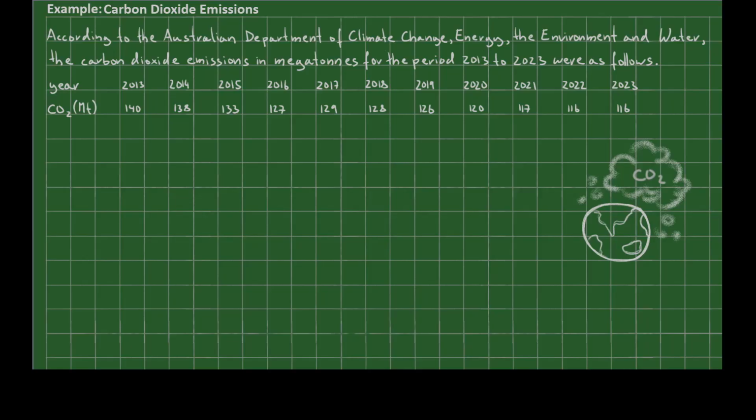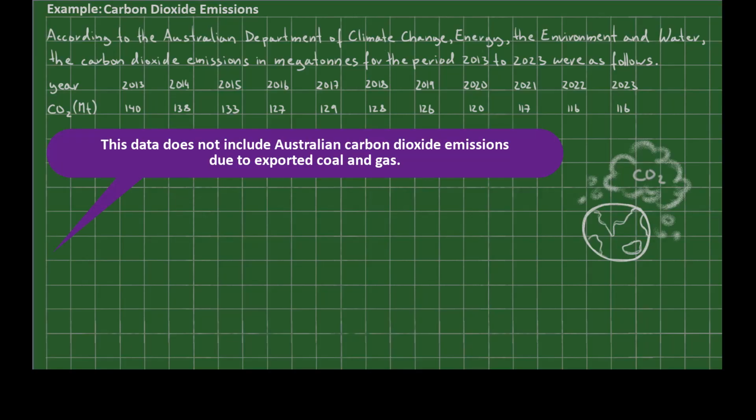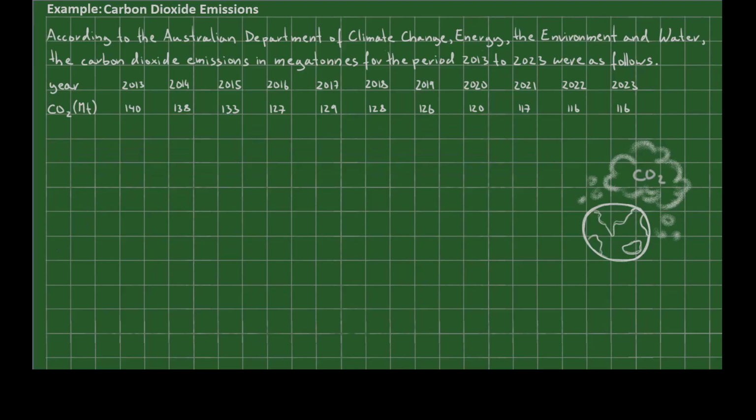This time, I'm looking at the carbon dioxide emissions in Australia. According to the Australian Department of Climate Change, Energy, the Environment and Water, the carbon dioxide emissions in megatons for the period between 2013 and 2023 were as given in the table below. If I'm going to present this data visually, again, I need to decide, is this continuous numerical data or are we talking about discrete and categorical data? In this particular case, we are looking at continuous numerical data.